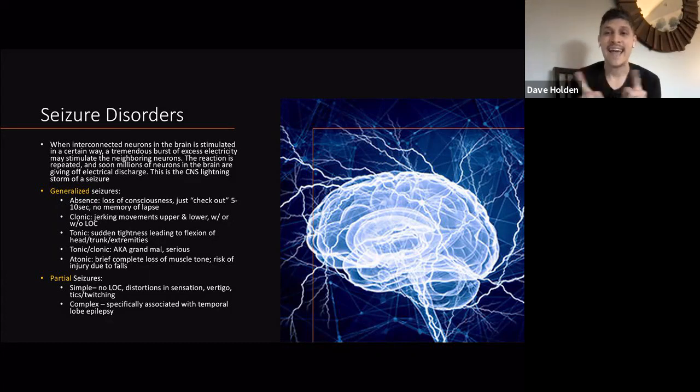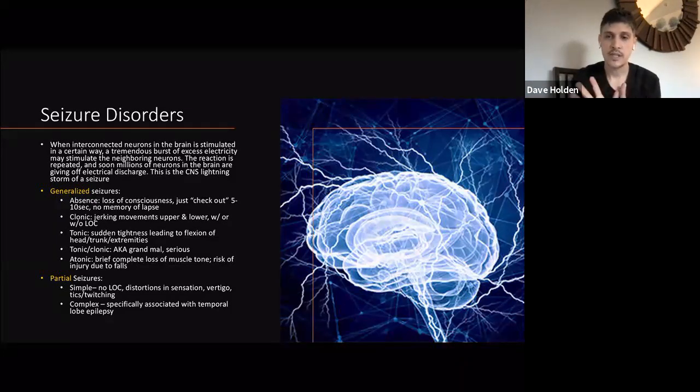The next one is atonic, or a without-tone seizure. This one causes a complete loss of muscle tone. So instead of the muscles contracting or being uncoordinated, every muscle in your body just lets go and you just collapse. The risk here is falls, that you may fall downstairs or off a ledge or off a cliff. The risk here is the injury of a fall.